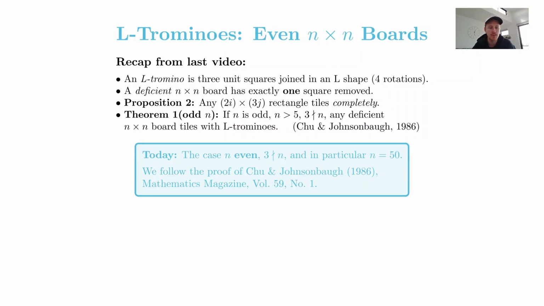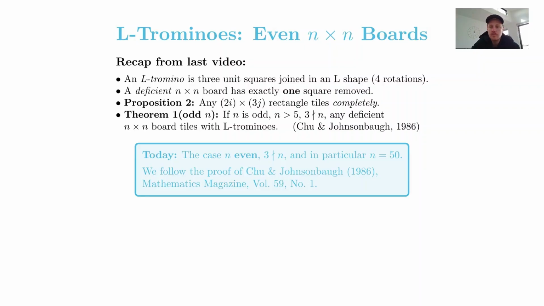But yeah, if you want to hang around and think about how it happened and how we get there, let's look at this. So, a recap from the previous videos, I'll put a link below. Basically, hopefully by now you're aware that L-Trominoes are these L-shaped unit squares. So you've got 3 unit squares in an L shape. You can rotate them however you like, so there are 4 different rotations. A deficient n by n board has exactly 1 square removed. So that's what we're looking at today.